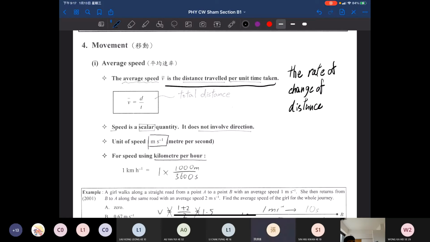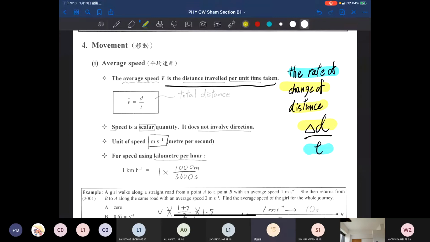The rate of change means the change of, delta d, over the time taken. You can see it here, and because distance is a scalar quantity, speed is a scalar quantity, so no direction.